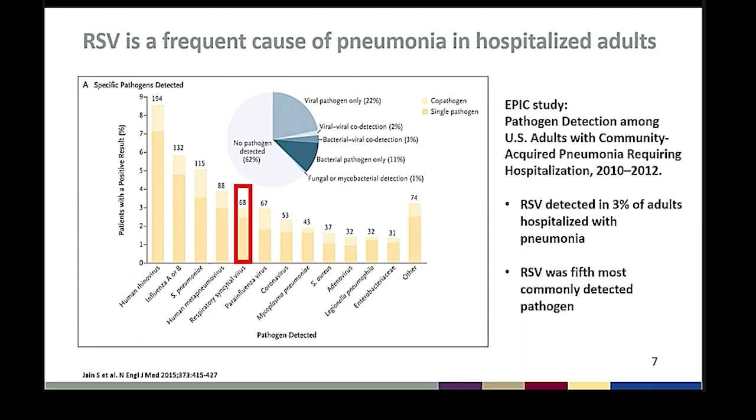RSV was detected in 3% of adults hospitalized with pneumonia, although it should be noted that in this study, 62% of patients had no pathogen detected. And other studies have shown the proportion of those with pneumonia that have RSV to be higher. Regardless, RSV was the fifth most commonly detected pathogen of all types in adults hospitalized with community-acquired pneumonia. Next slide.